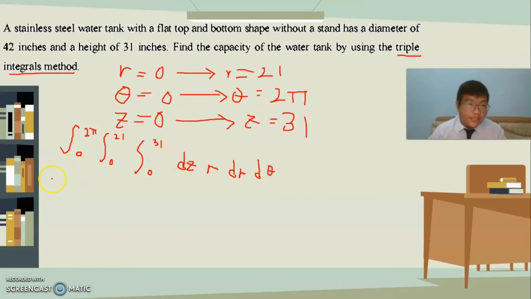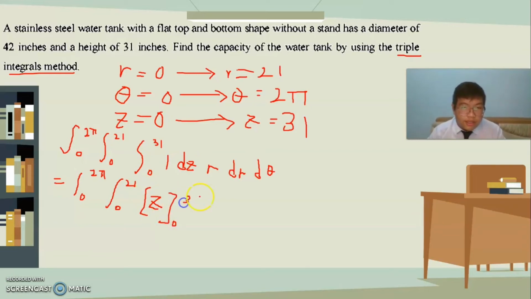So we solve this equation. Here the integrand is 1, so it becomes z after integrating from 0 to 31, r dr d theta. After that, we substitute the value into z, which is 31 minus 0, so we get 31 r dr d theta.